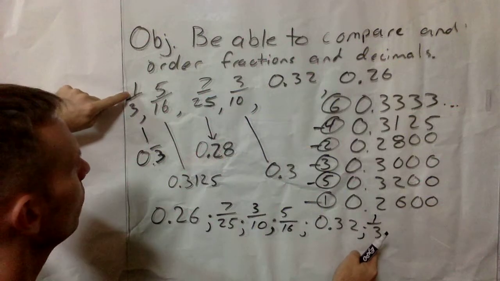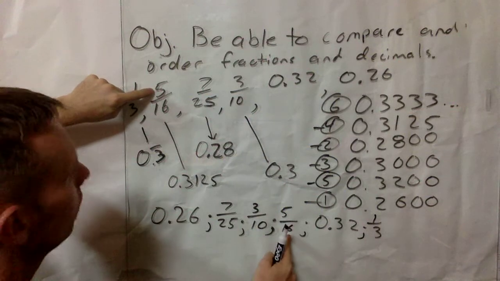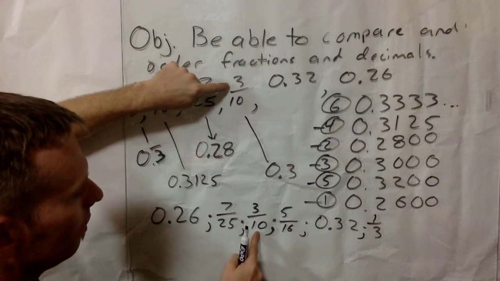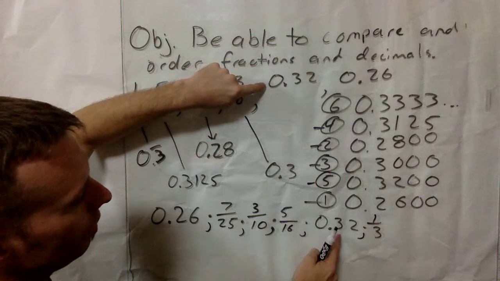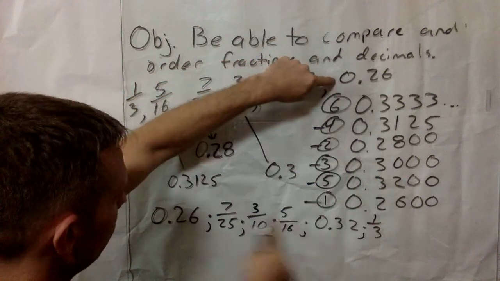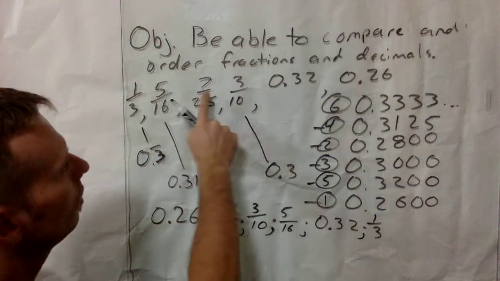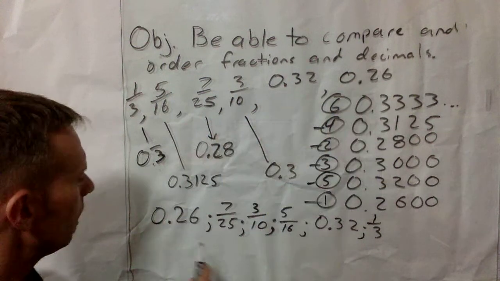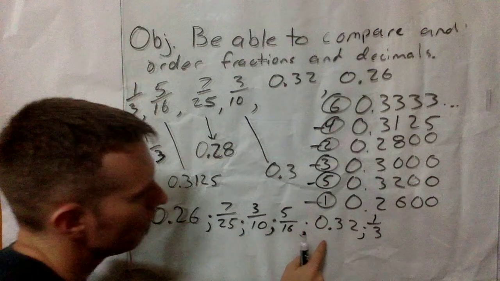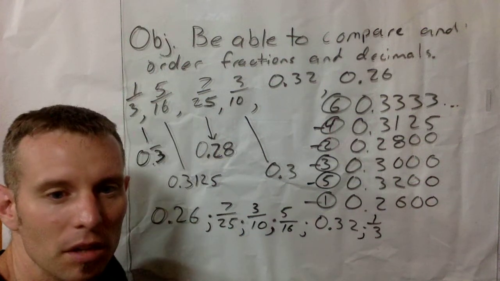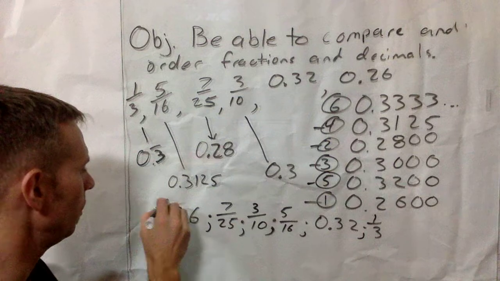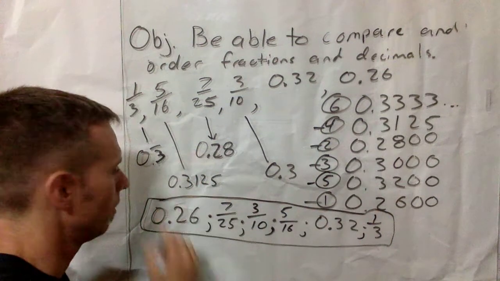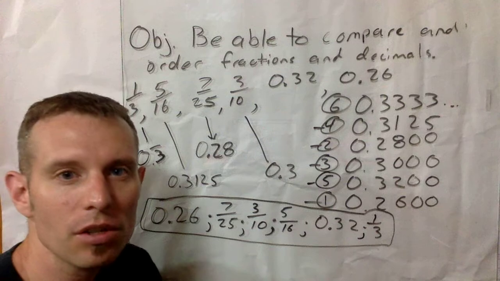Okay, I want to just double check. 1/3 is here. 5/16 is here. 7/25 is here. 3/10 is here. 0.32 is here. 0.26 is here. I have 1, 2, 3, 4, 5, 6 numbers at top. 1, 2, 3, 4, 5, 6 numbers at the bottom. So this will be my final answer from least to greatest.